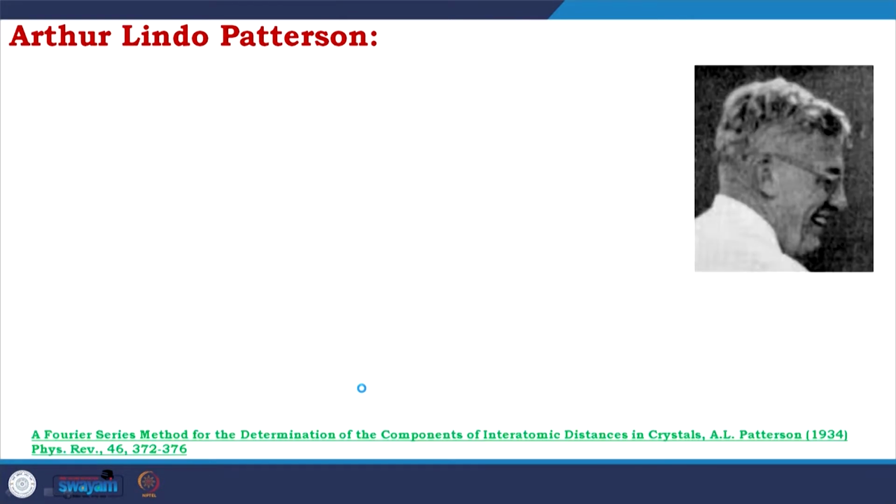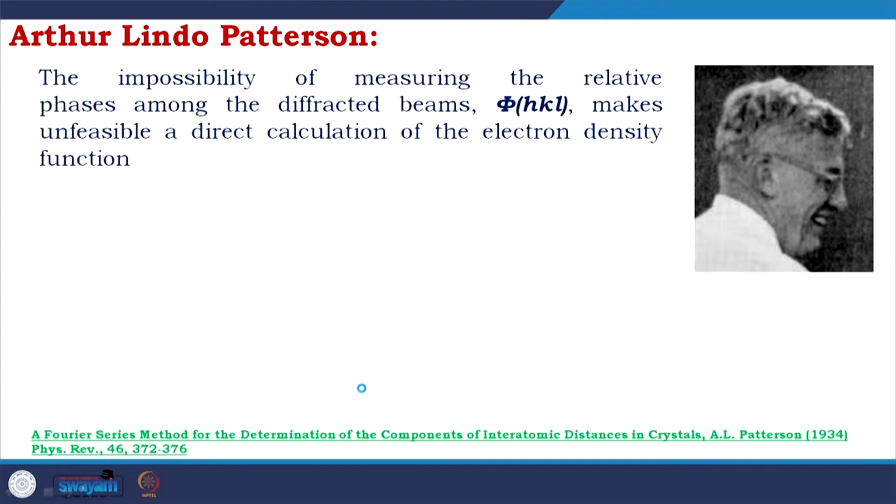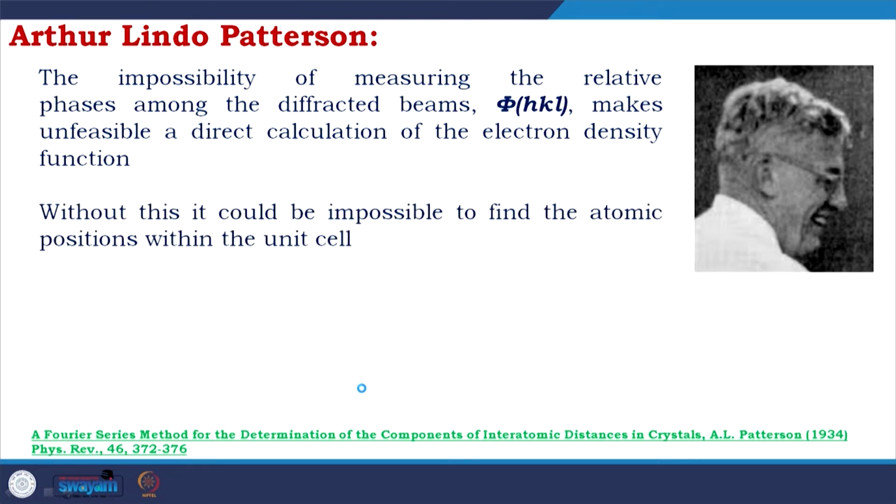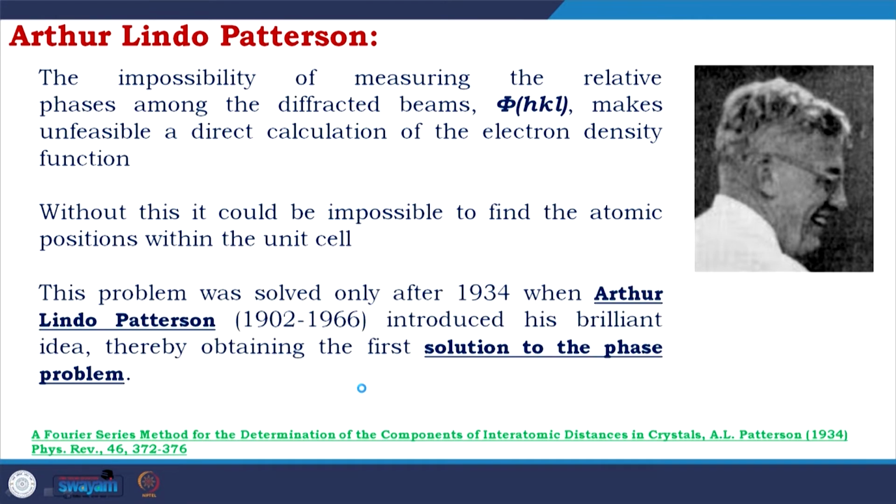And when we are talking about that, we have to introduce Arthur Lindo Patterson. The impossibility of measuring the relative phases among the diffracted beams, phi HKL, makes unfeasible a direct calculation of the electron density function. Without this, it could be impossible to find the atomic position within the unit cell. The problem was solved only in 1934 when Patterson introduced his brilliant idea, thereby obtaining the first solution to the phase problem. What is his idea?